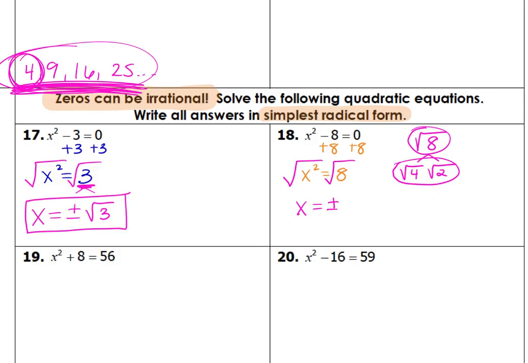Yeah, so the square root of 4 is 2. The square root of 2 we can't simplify. So your answer is plus or minus 2 root 2. Simplest radical form.